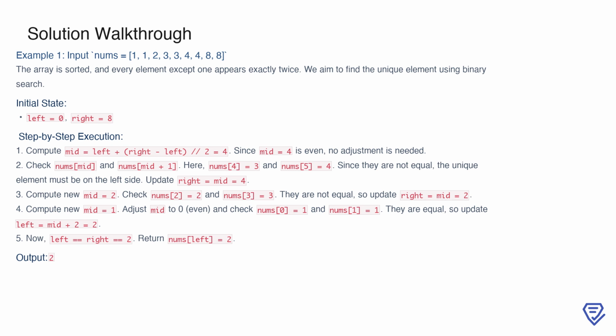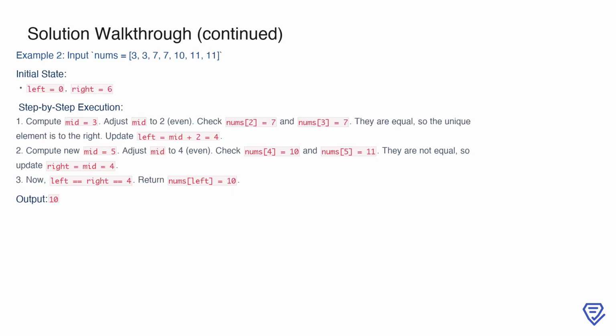Now, calculating mid again gives us 1, which is odd, so we adjust mid down to 0 to ensure it is even. We check nums[0] and nums[1], which are both 1. Since these values are equal, the unique element must be further to the right, so we set left to mid plus 2, making it 2. At this point, left and right both equal 2, and the unique element is found at nums[left], which is 2. This is our result.